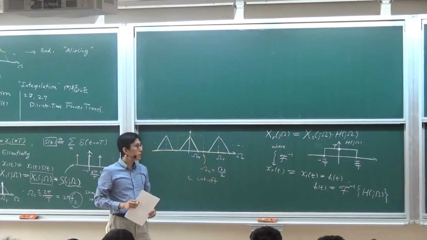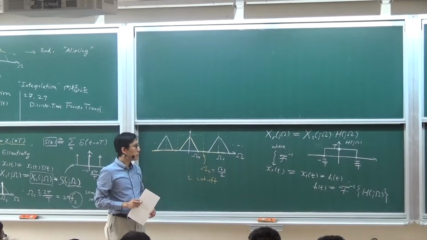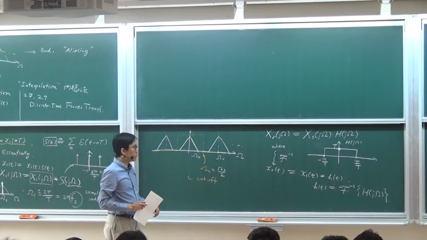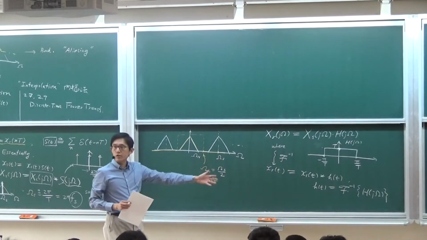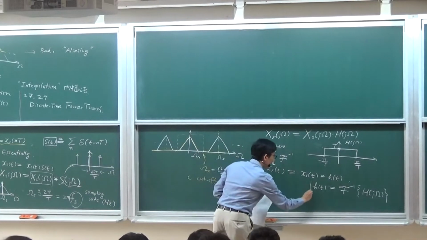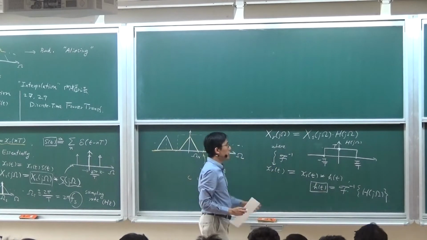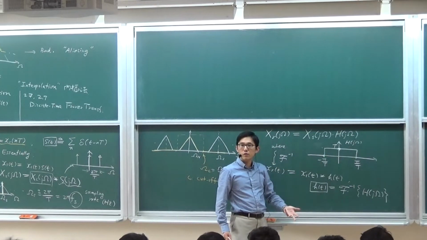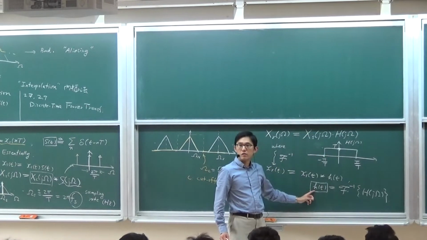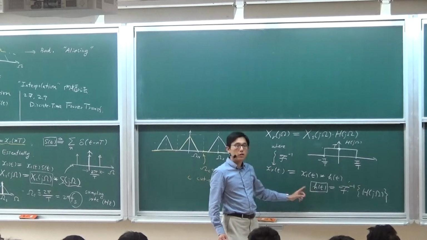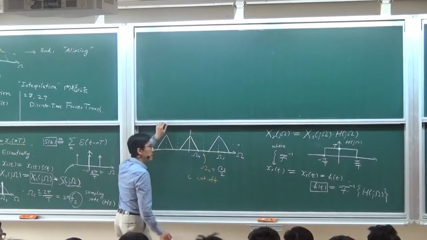Okay. So that's a rather simple relation. So next thing we do is to actually calculate h of t. Given its Fourier transform, we can always apply an inverse Fourier transform to get back the impulse response of this filter, of this linear filter. Okay? So that's what we're going to do next.